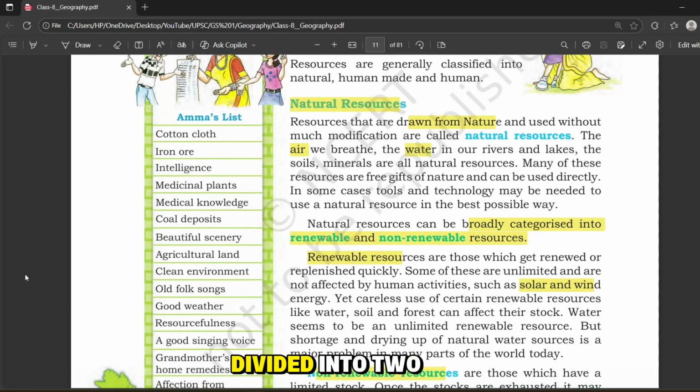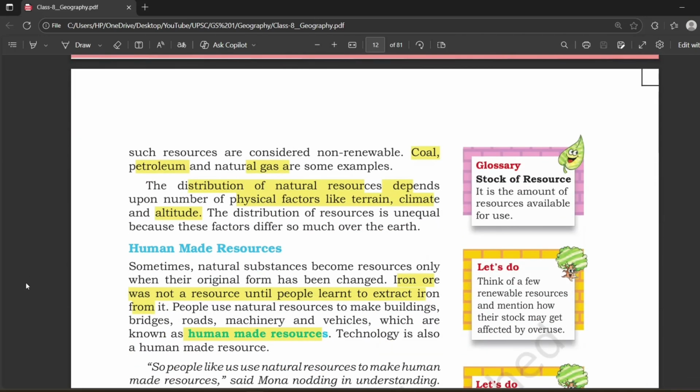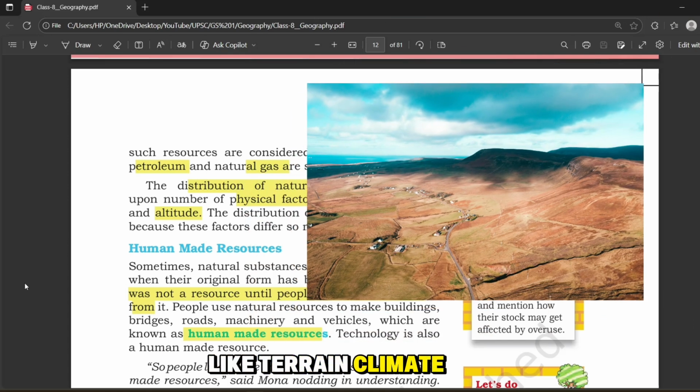Natural resources are divided into two types. The first one is renewable resources like solar energy and wind energy, and these can be renewed or replenished naturally. And the second one is non-renewable resources. These exist in limited stock and may take thousands of years to renew. For example, coal, petroleum, and natural gas. The distribution of natural resources depends on several physical factors like terrain, climate, and altitude. Okay.